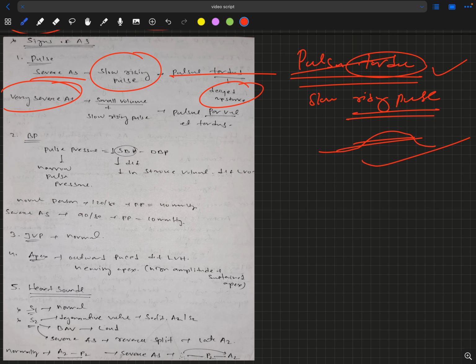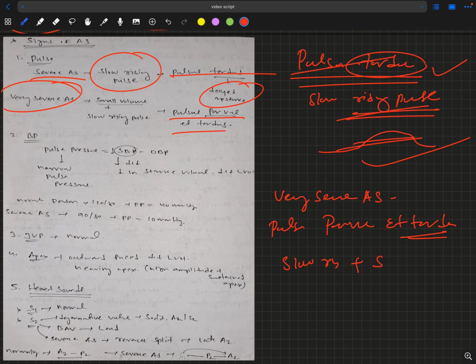In case of very severe aortic stenosis, there is pulsus parvus et tardus. It is a slow rising pulse plus small volume, or decreased volume, pulse due to LV systolic dysfunction. It is in case of very severe AS: small volume plus slow rising pulse, pulsus parvus et tardus. Normally in severe AS we see pulsus tardus.